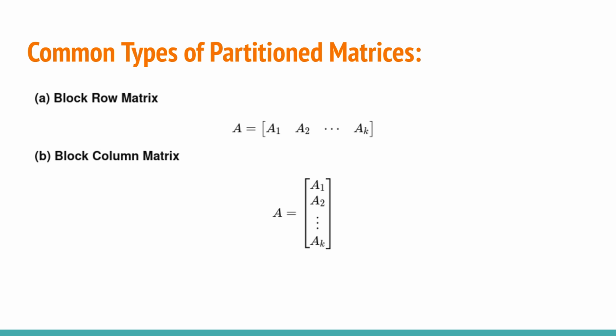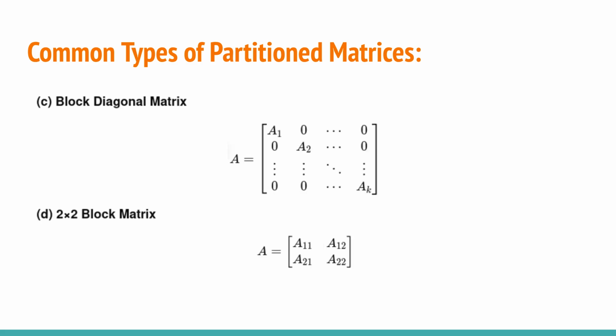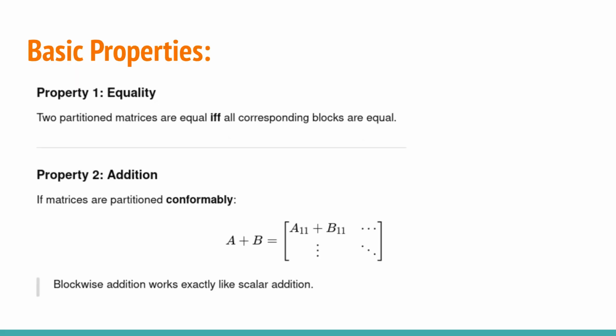Common types include the block row matrix, where the matrix A is horizontally partitioned into blocks, A_1 through A_k, and the block column matrix, where A is vertically partitioned into blocks. Other common types are the block diagonal matrix, which has non-zero blocks only on the main diagonal, and the standard 2x2 block matrix. Let's look at basic properties.